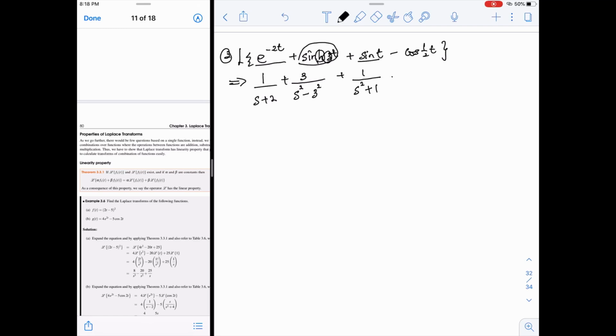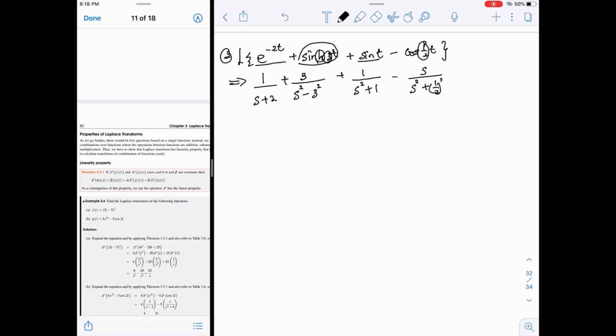And then for the last one, we have cos. And then for cos, we have s over here. We have s squared over here. And then your a is 1 over 2 since it's cos. So it will be plus over here 1 over 2.